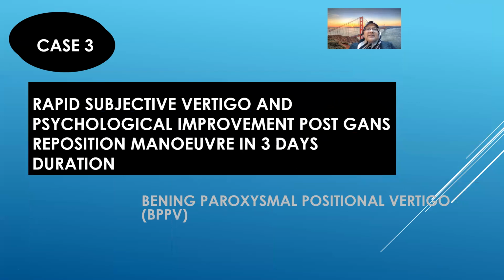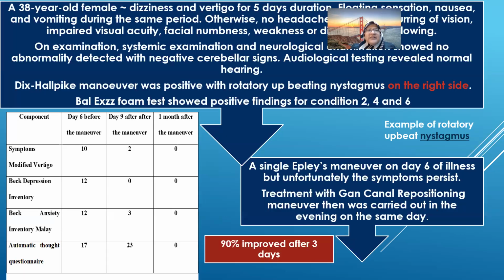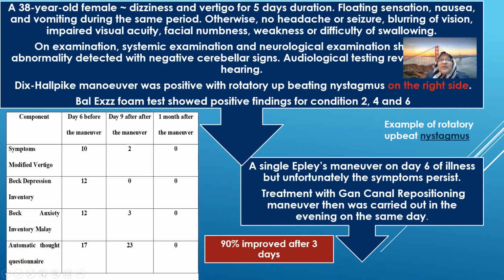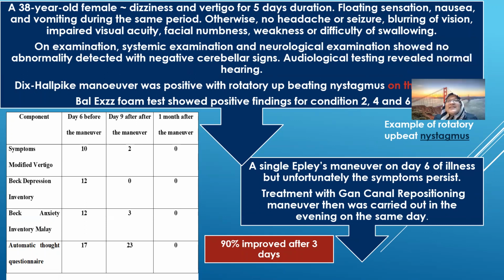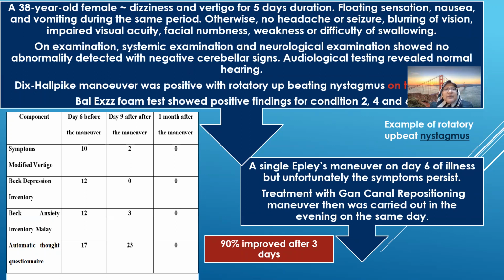Okay, so our third case is rapid subjective vertigo and psychological improvement post-gun repositioning maneuver in 3 days duration. I just want to show you, it's not improvements in the BALEX, but this is quite an interesting case, a maneuver in 3 days duration. This patient is 38 years old, female, with dizziness and vertigo for 5 days, floating sensation, nausea, vomiting during the same period, no headache, no blurry vision, no facial numbness, and everything else was good.